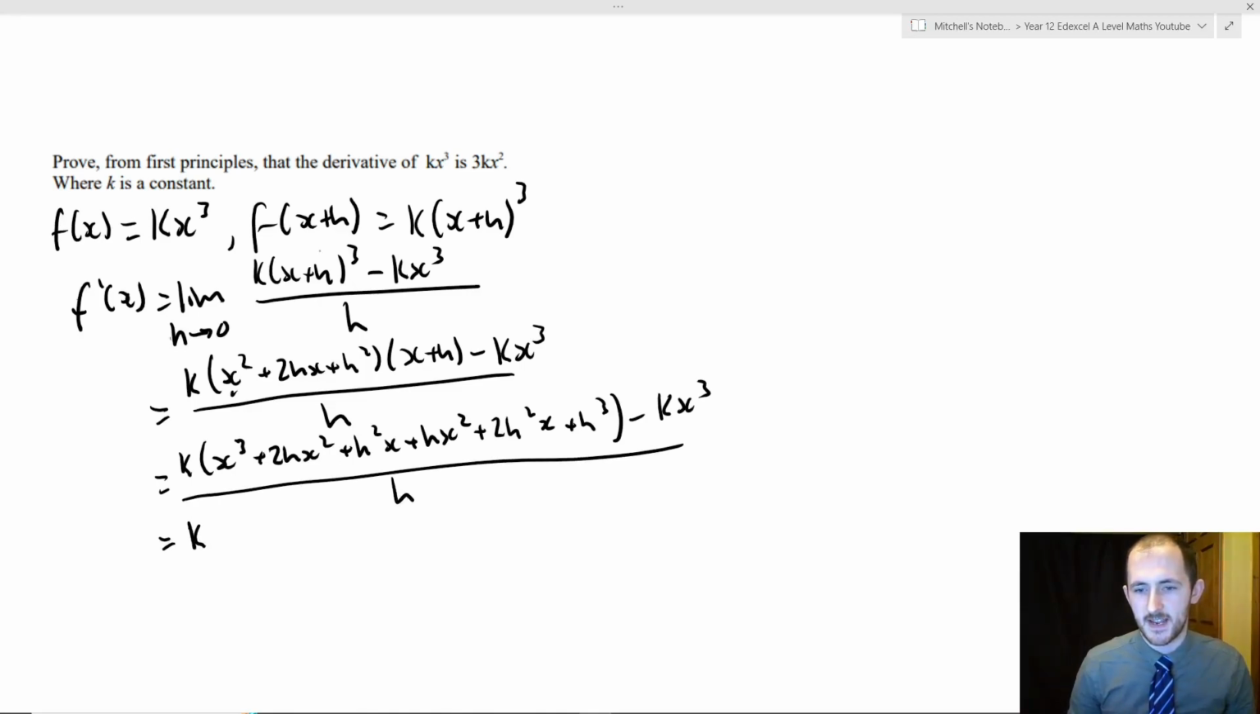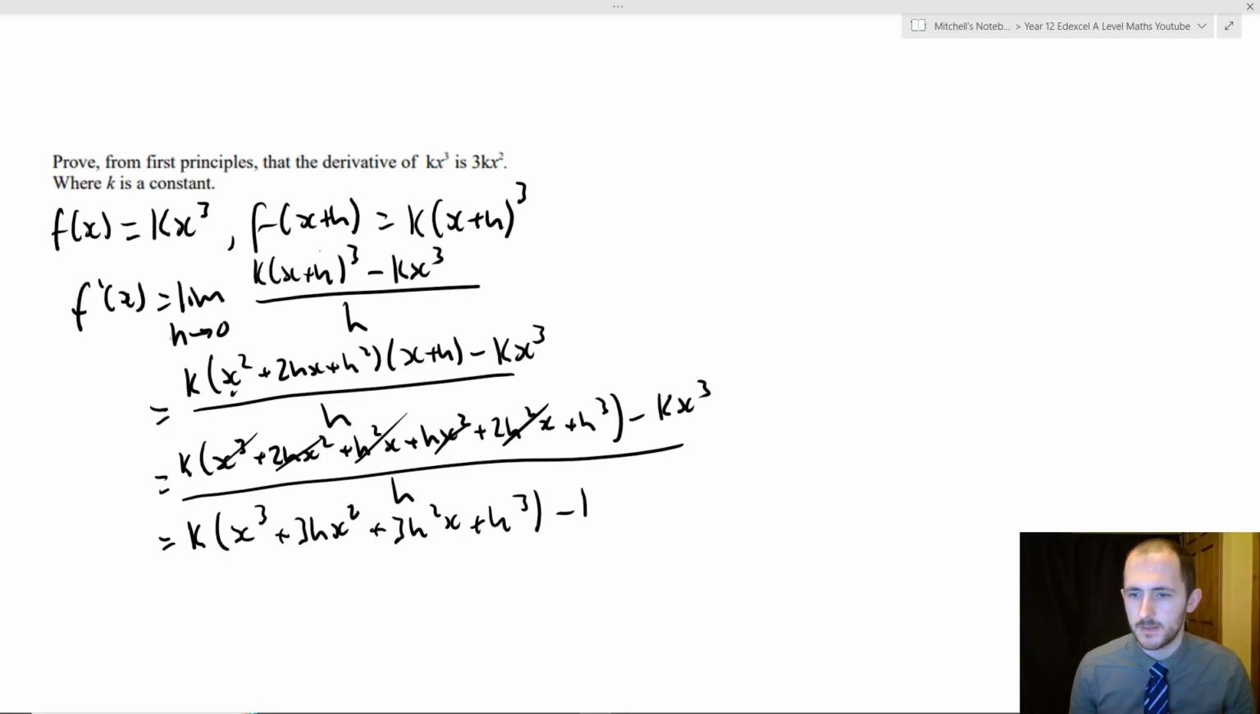So we have k, and now we can actually start simplifying. So we have x cubed, that's fine. So we can cross that one off. 2hx squared plus hx squared, so we get 3hx squared. Yep. Confusing myself now. And then we have plus 3h squared x. And then lastly, plus h cubed, minus x cubed. And then again, all over h.